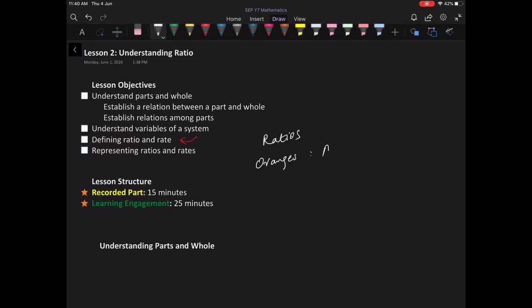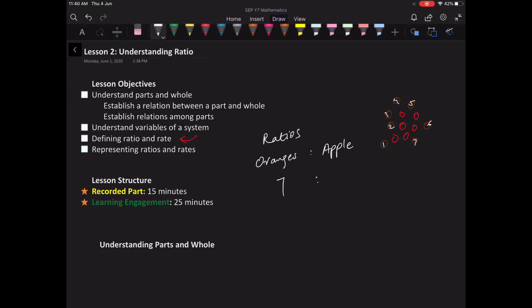For example, a ratio between oranges and apples. We have some apples and some oranges. Let's count them. We have 7 oranges and 6 apples. So the ratio between oranges and apples is 7:6.